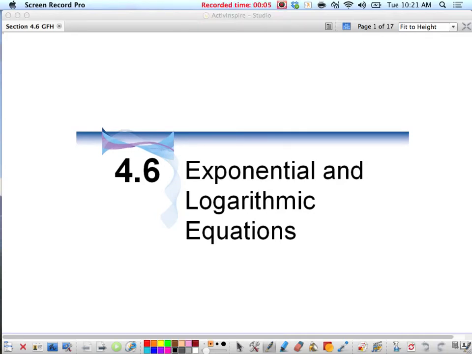Section 4.6, we're now finally going to solve exponential and logarithmic equations. So now that we know what each of those are, we know how they behave, we know what their graphs look like, and we know their properties, we're going to actually use what we've learned to solve some equations of that form.